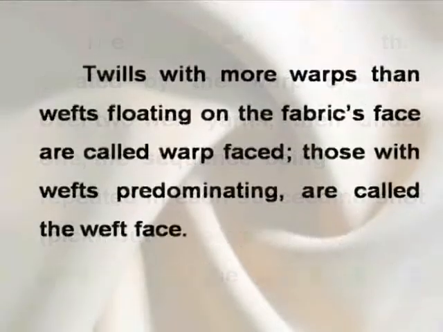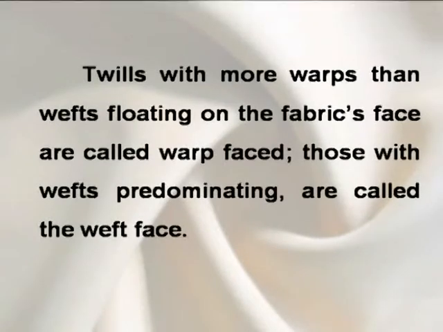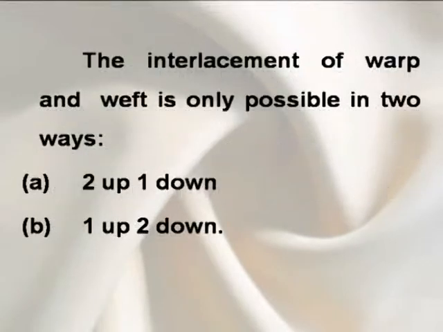Twills with more warps than wefts floating on the fabric's face are called warp-faced. Those with weft predominating are called weft-faced. The interlacement of warp and weft is only possible in 2 ways: A. 2 up, 1 down; B. 1 up, 2 down.